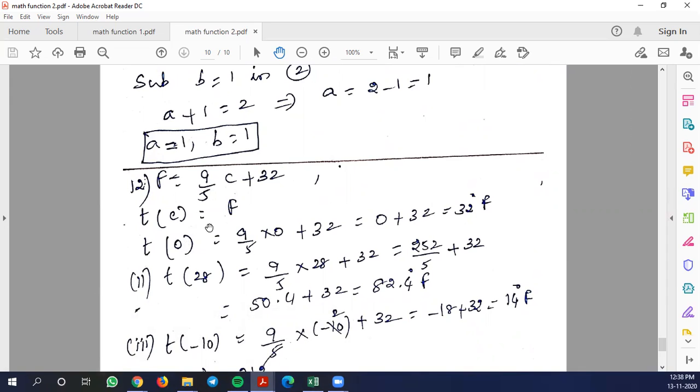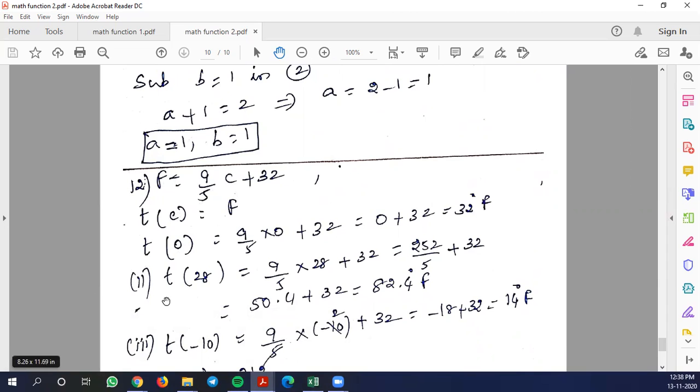What is T of 0? In the place of this C, you have to put the value as 0. So T of C is equal to F, it is given. T of 0 means 9 by 5 into 0 plus 32. So it is 0 plus 32, it is 32 degree Fahrenheit.